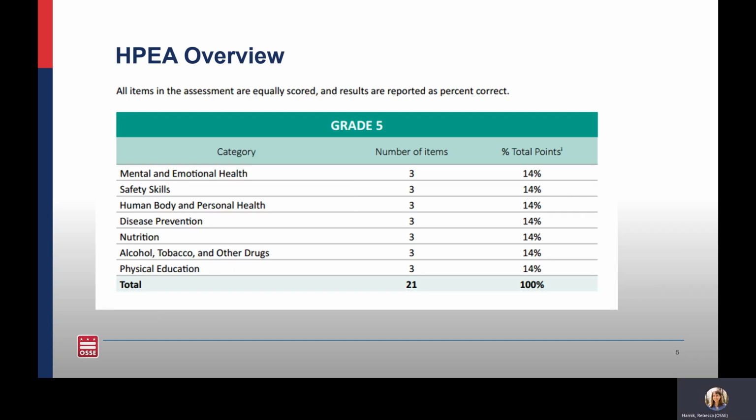This is the assessment blueprint, which has not changed since last cycle. You're seeing grade 5 here, but the blueprint's the same for grades 8 and high school. The 7 categories listed here correspond to health and physical education standards. The survey tool, Alchemer, randomly selects 3 questions for the student to answer from each category, for a total of 21 questions.